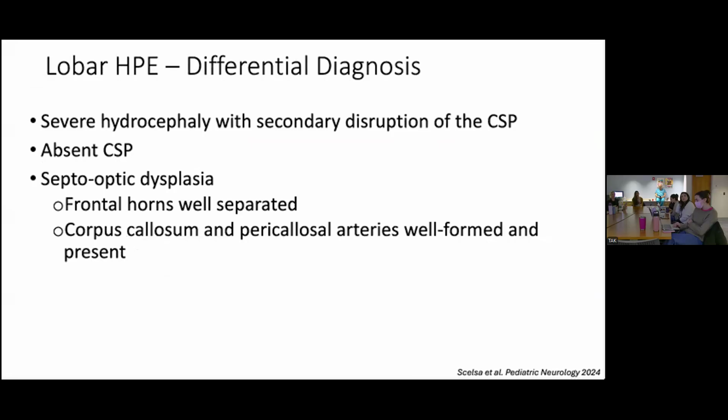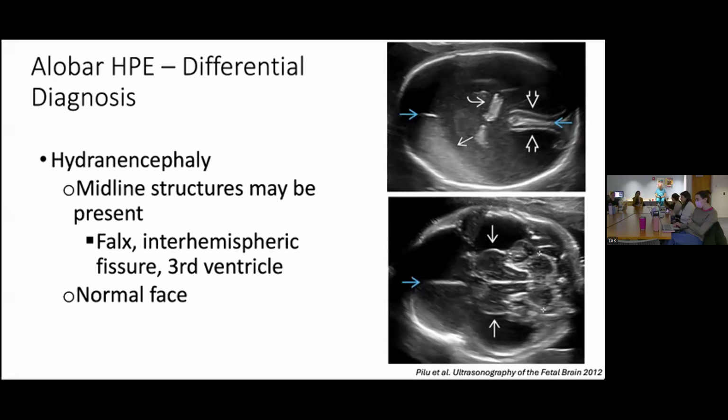Now for lobar holoprosencephaly, typically the falx, especially to that degree, that midline falx and the anterior, that's not going to be present for alobar or even semilobar.